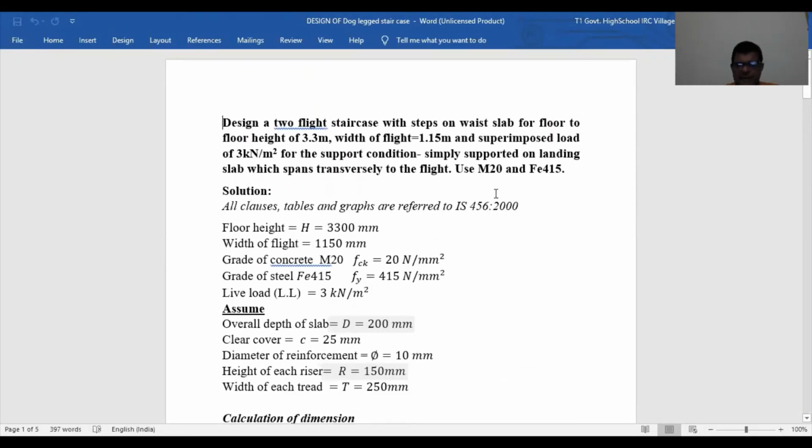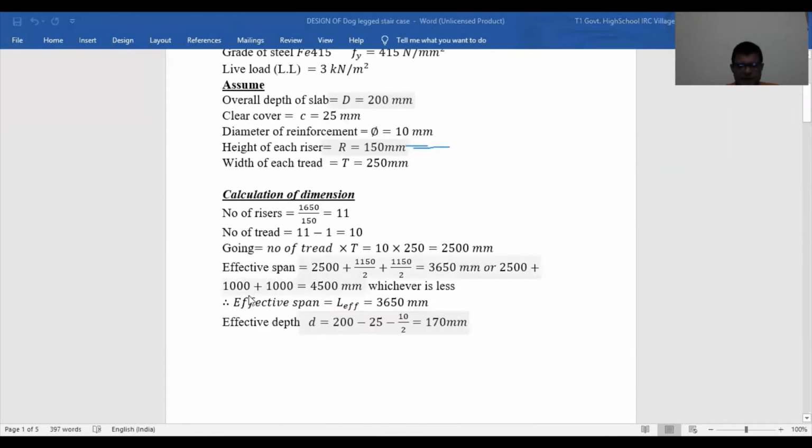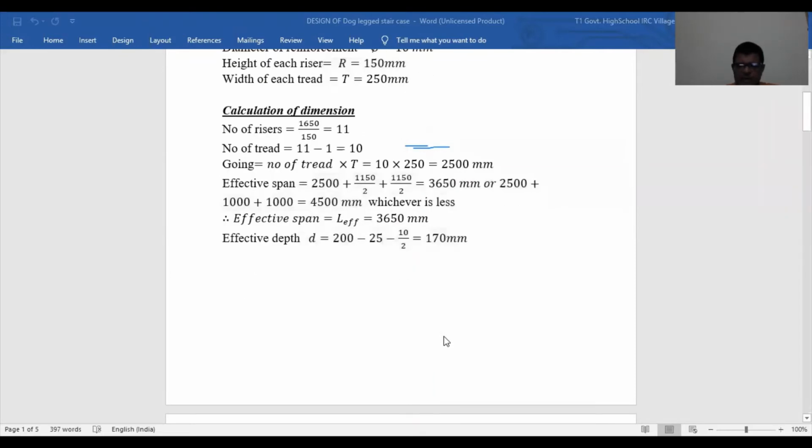In the problem it is given that the width of the flight is 1150. So half of this and half of that on both sides will give the value of the effective span. Effective span is equal to 2500, the going, plus 1150/2, which is less than 1 meter, and 1150/2, which is also less than 1 meter. So it is 3650, or 2500 plus 1000 and 1000, whichever is less. Generally it comes less. So 3650 is the effective span, and the effective depth will be the overall depth minus cover minus half of the diameter of the rod. It comes out to be 170 millimeter.